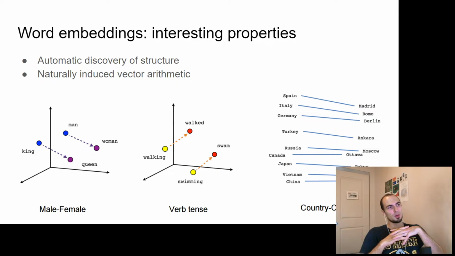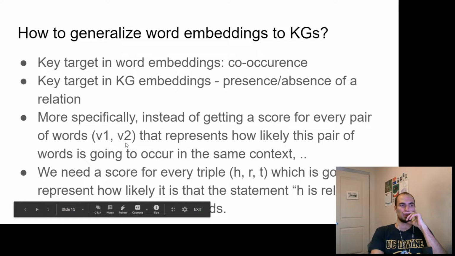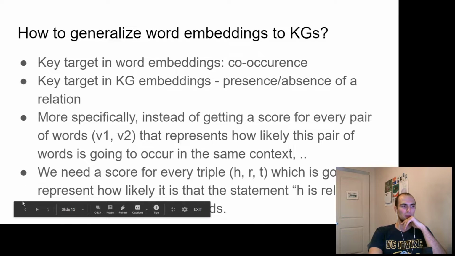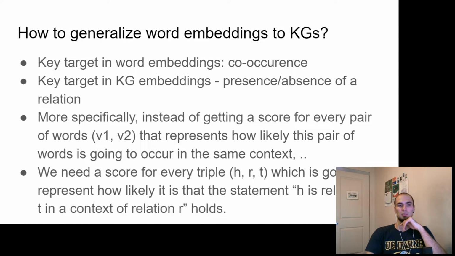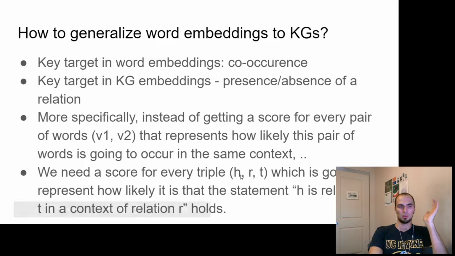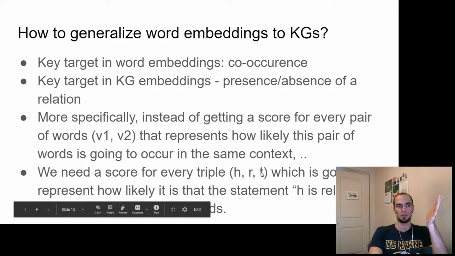So what is interesting about those word embeddings is that we're just training the vectors to be close if they appear more formally. Previously, we had some kind of co-occurrence score for every pair of words, and this score represented how likely this pair of words was going to co-occur. So now when we're speaking about knowledge graph embeddings, we need a score for every triple. And this triple is the head, relation, and a tail. So, for example, Albert likes Maria, right? So we have three entities.